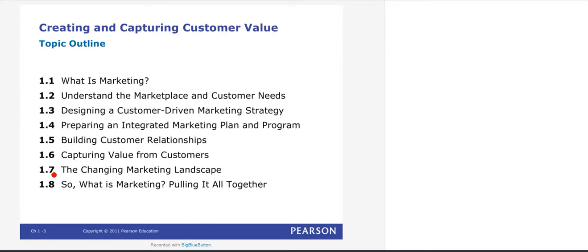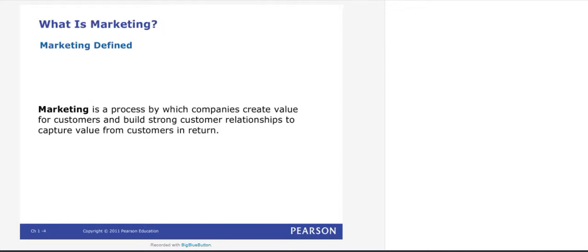We will first talk about marketing, and we will understand the marketplace and customer needs. We will move to how to design the marketing strategy and how to prepare an integrated marketing plan and program. Then we will discuss how to build customer relationships and how to capture value from customers, and we will go through the changing marketing marketplace. To pull it all together, we will sum up what we had throughout the chapter. Let's first start with the marketing definition.